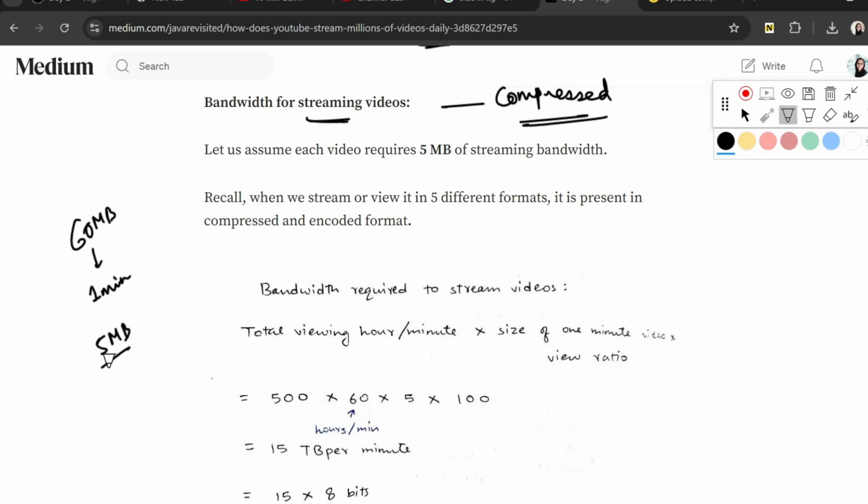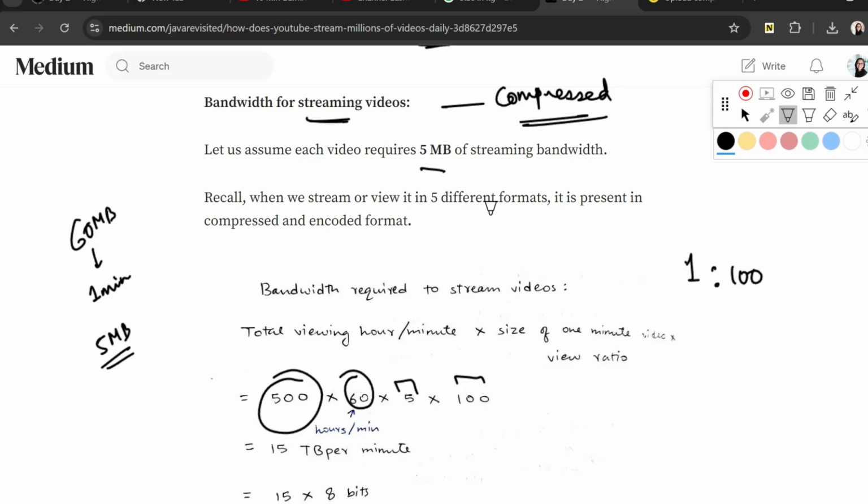I have compressed the video. So now I have 5 MB of video. So now see the calculation. Again, 500 hours of content, 60 hours per minute. Now 60 MB became 5 MB. And here we are multiplying it by 100 because we have the view to upload ratio. You remember? One video can have 100 views. So I have to take that into account.